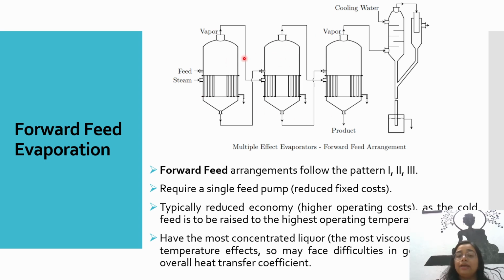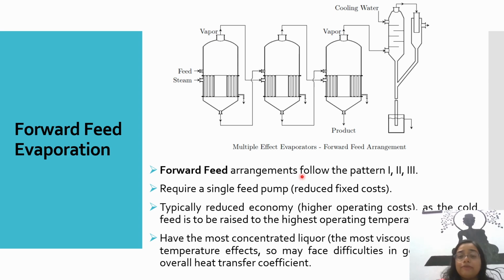So pumping is not required for carrying out this concentrated liquor from effect 1 to effect 2 and from effect 2 to effect 3. But this is one type of configuration. Now the question comes: if the forward feed evaporation is already there, what is the need of the backward feed evaporation? When will we use the backward feed evaporation? That will be discussed in the coming slide.